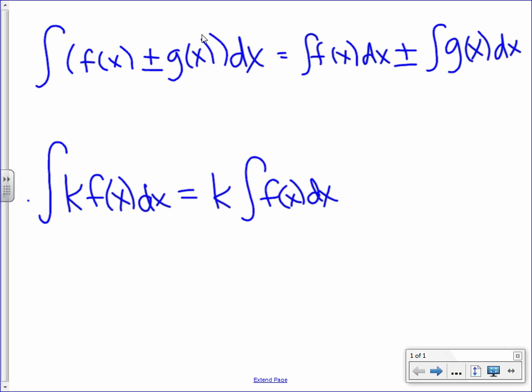Carter, just say your question, please. Is there a difference between a K and a C you were using yesterday? Well, they both represent constants, and so I'm using a K so you don't get it mixed up with the plus C that we have to write when we find our antiderivatives.